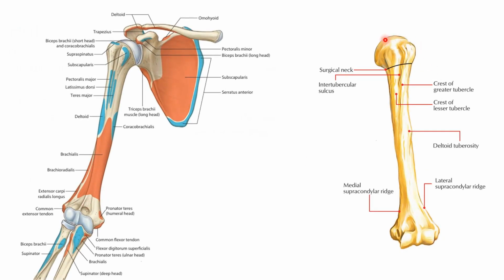Okay, you can see this is the humerus. The humerus has three main parts: proximal end or proximal extremity, distal end or distal extremity, and the shaft or body of the humerus. And this is the articulation of the humerus. Proximally it articulates with the glenoid cavity of the scapula and forms the shoulder joint. Distally it articulates with the radius and ulna and forms the elbow joint.